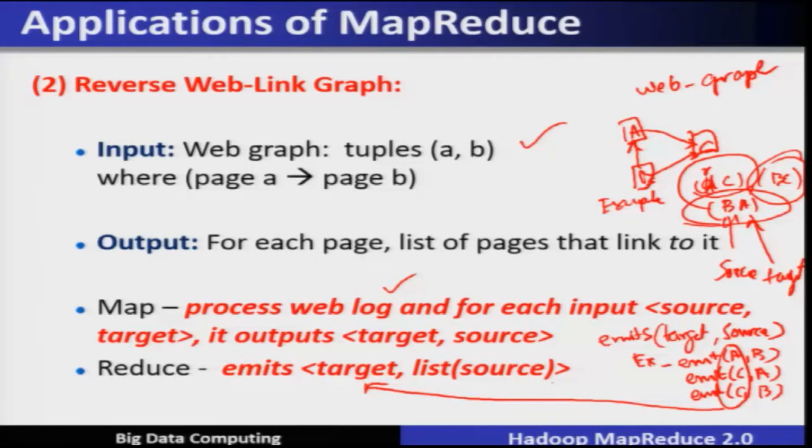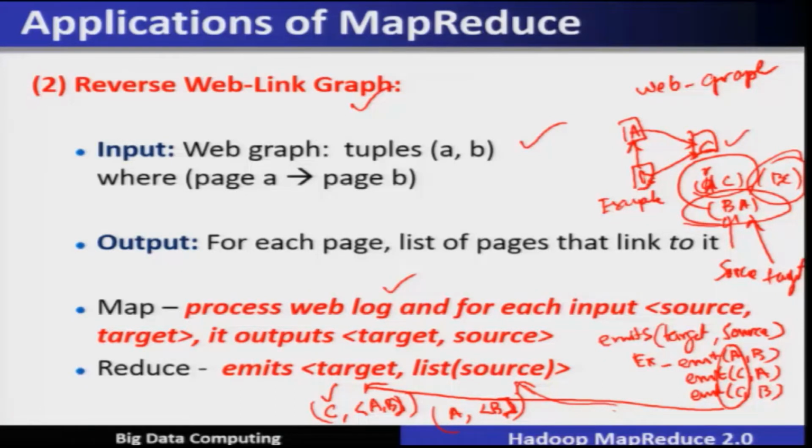Target means these things will be accepted here in this reduce function, and will form the list, that is the list of sources. So, for C it will emit C and the list A and B. This will be the output, and for A it will emit B itself. So, for page C, A and B are pointing to it, as you can see in this picture, and for A, B is pointing to it, and this is called reverse web link.